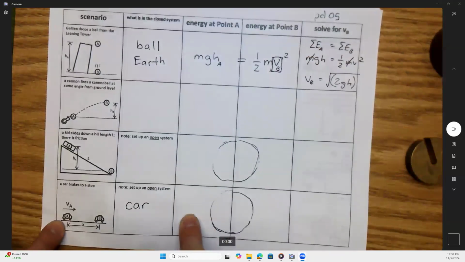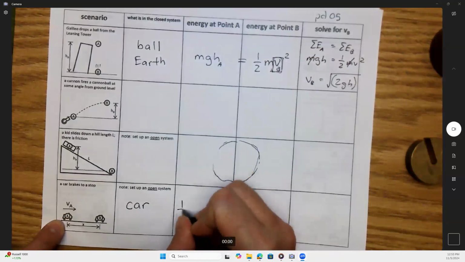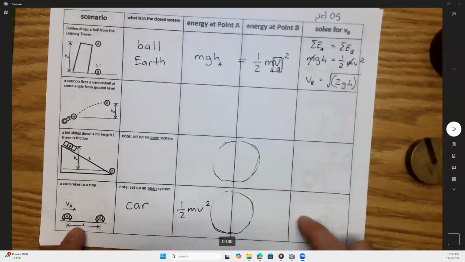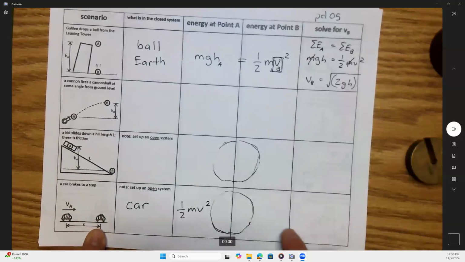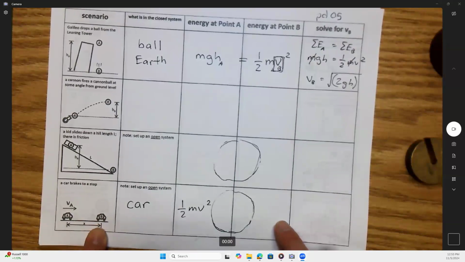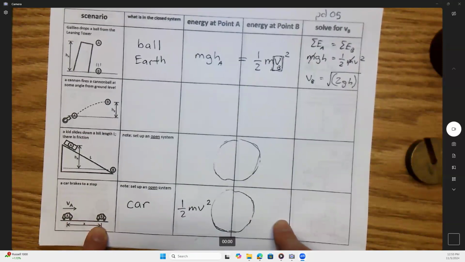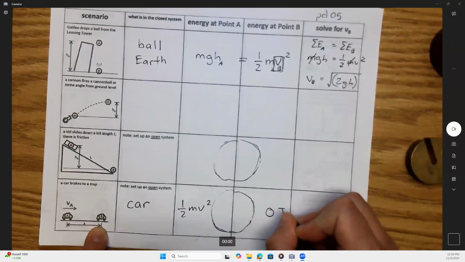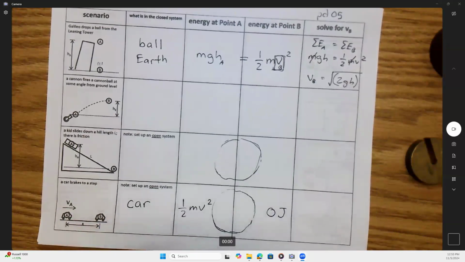Because when the car was in motion, what type of energy did it have? Kinetic, 1/2 mv squared. When the car came to a complete stop, now it's not moving. Does it have kinetic energy anymore? No. Did it go up any hills? Does it have any potential energy? No. Did it run into any springs? No. Where'd all the energy go? Or how much energy does it have? 0 joules. And where'd that energy go?